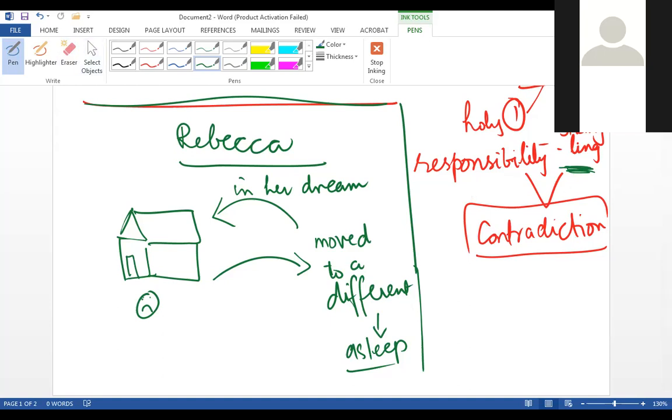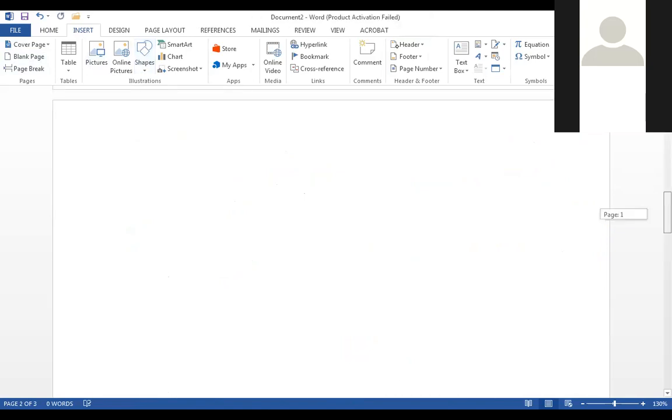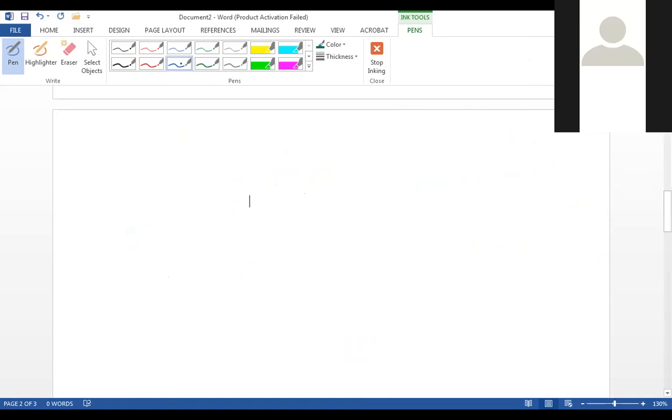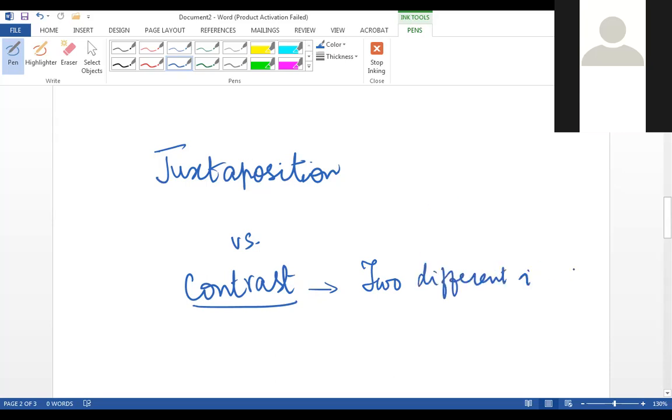Let's proceed to another technique, which is called juxtaposition. I will show you the difference between the terms. This is a concept clearing idea. So we have juxtaposition versus contrast. Contrast is two opposite ideas. There is a discrepancy, there is a difference. Two different ideas given in a poem or a text, any sort of text.